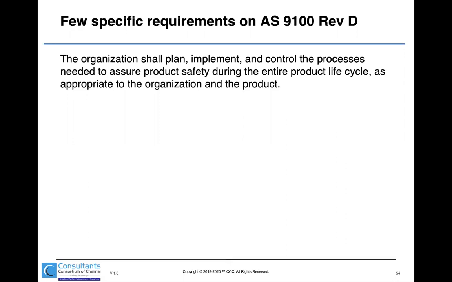So here 9100 doesn't recommend any methodology for how to assure product safety. You may be an integrator, you may be a machining industry, you may be providing just heat treatment services, or you are doing just welding. Whatever you do, you should have a process to assure product safety. So there are some notes they have given.